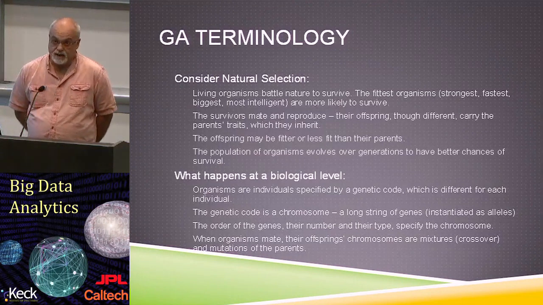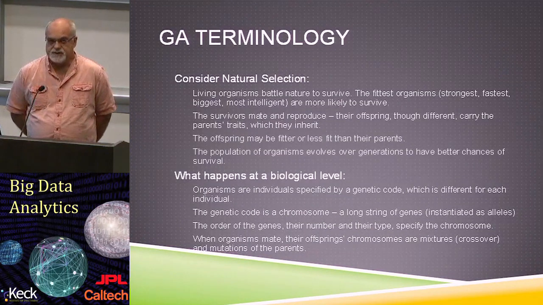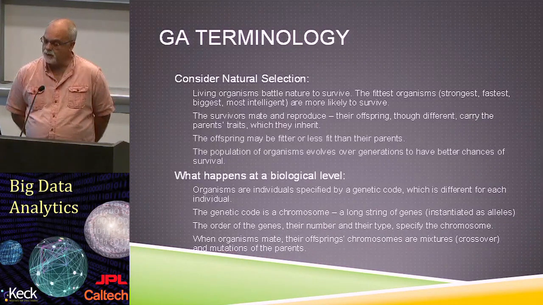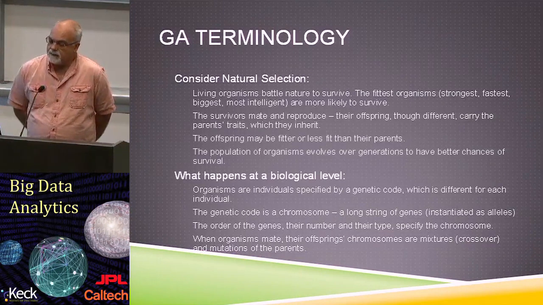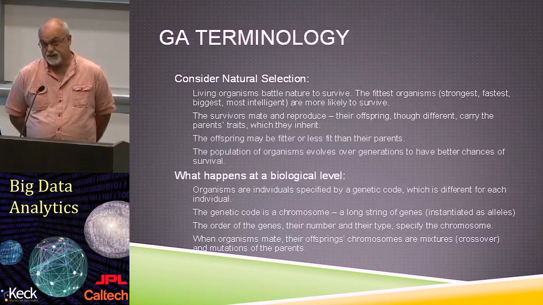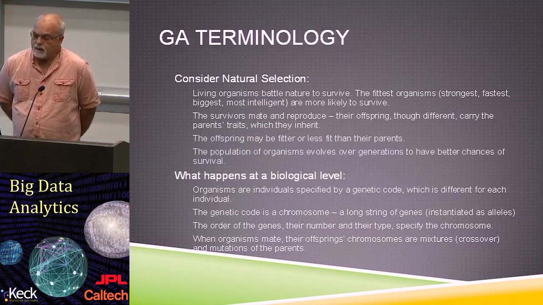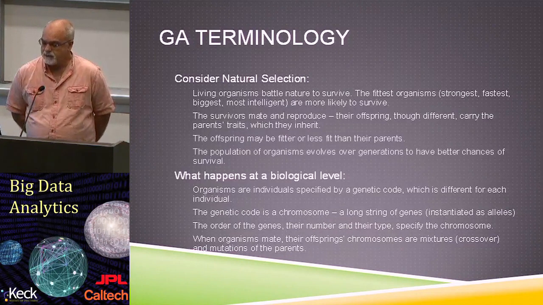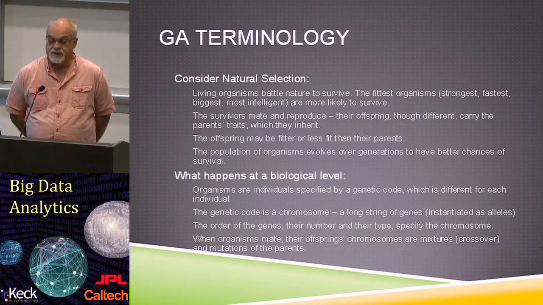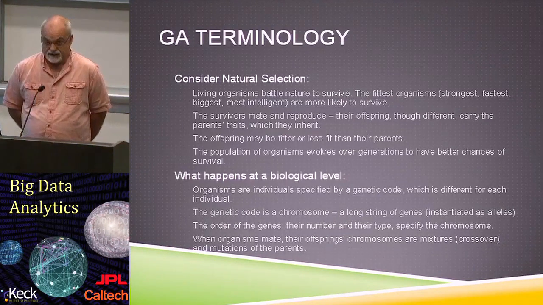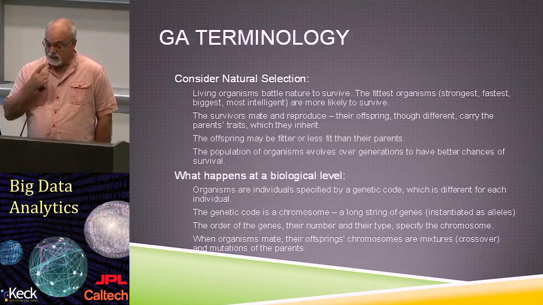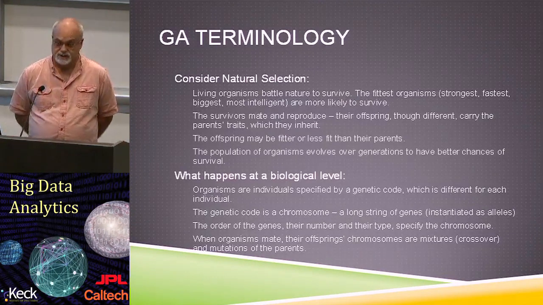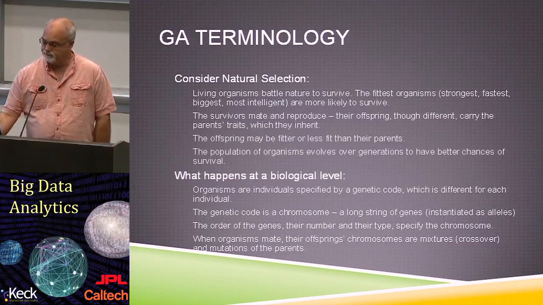What actually happens at a biological level, organisms are specified by chromosomes, a genetic code, which is usually different for each individual. This chromosome is a long string of genes, where each gene is instantiated as an allele, and has a particular order. And the order and the type of the genes in the chromosome specify it. Now, when organisms mate, their offspring chromosomes are mixtures and crossovers and mutations of the parent chromosomes.